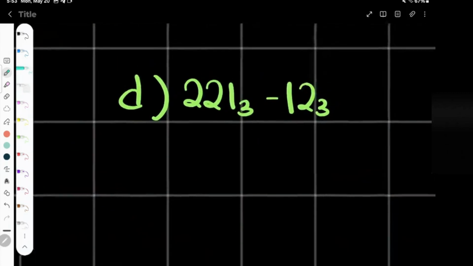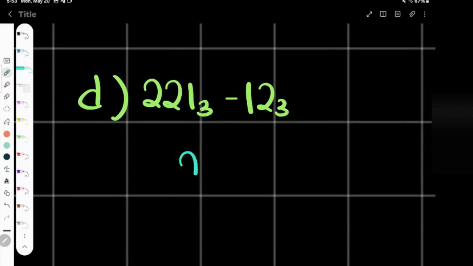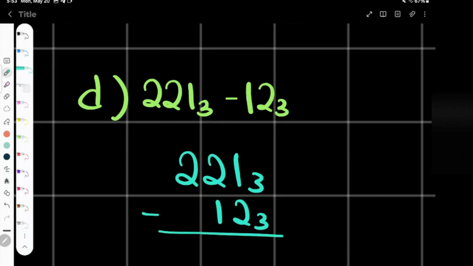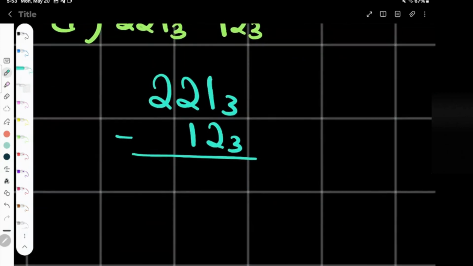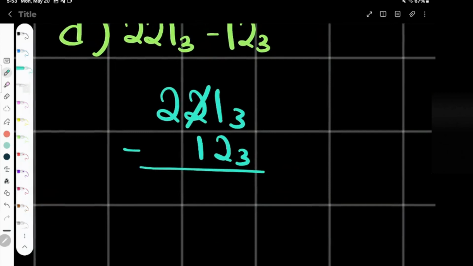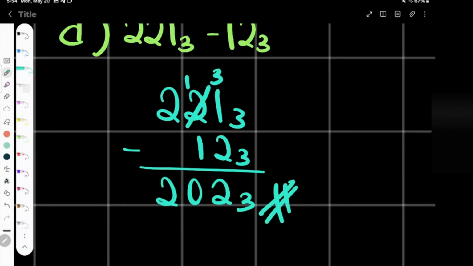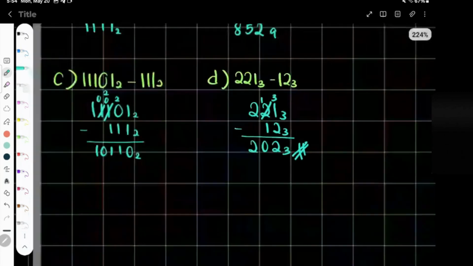Okay, now the last one. 2 2 1 in base 3 minus 1 2 3. For this one here, 1 minus 2 cannot, right? So you take 1 from there, minus 1. And then how much do you give to them? 3, right? Just look at the base 3. You give to them 3. So 3 plus 1, 4. 4 minus 2, 2. 1 minus 1, 0. And then 2, 2. Ta-da! Answer. So that's all for today.